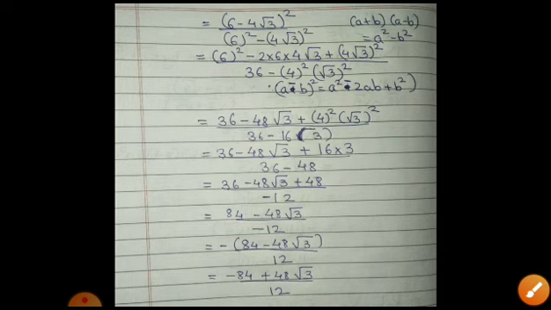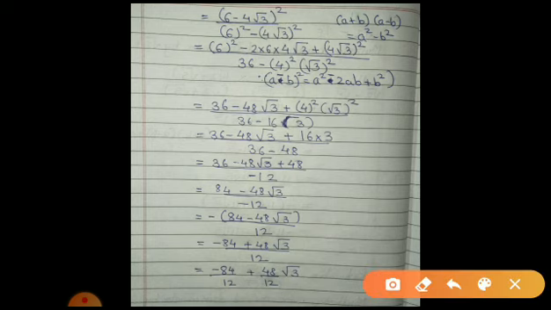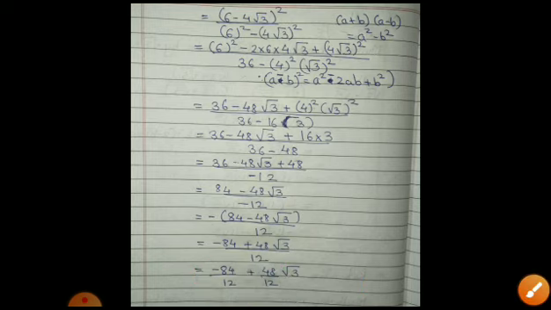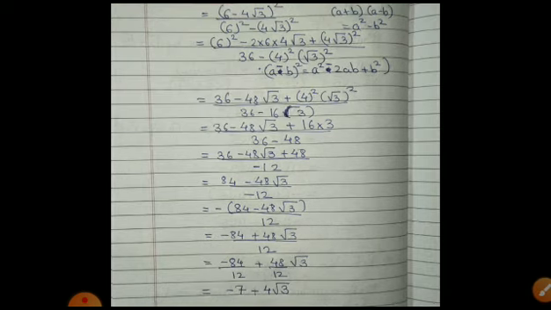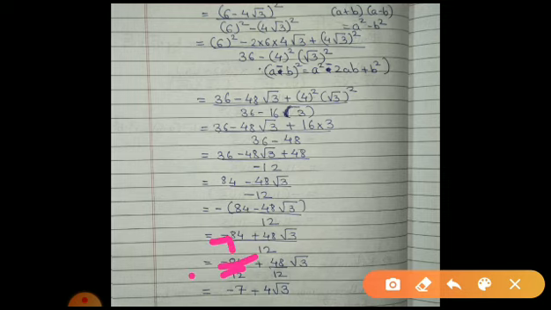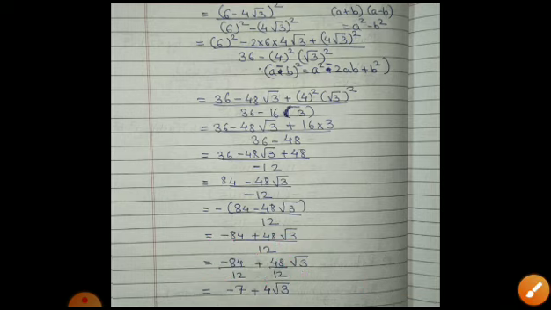Now either you can stop it here or I have to do the separate division. So it will be minus 84 by 12 plus 48 by 12 into root 3. Now minus 84 by 12, I can simplify it and write it as minus 7 plus 4 root 3. Why? Because 12 ones are 12 and 12 sevens are 84. Similarly, 12 ones are 12, 12 fours are 48. So I'll get the last answer as minus 7 plus 4 root 3.